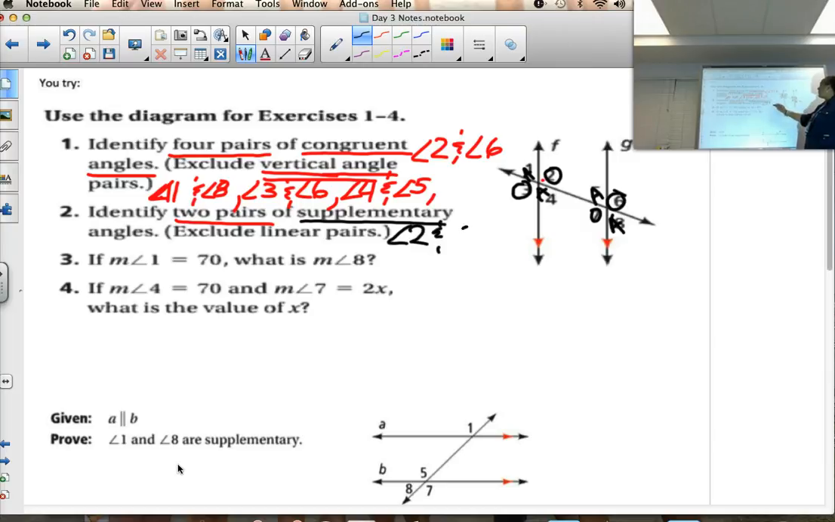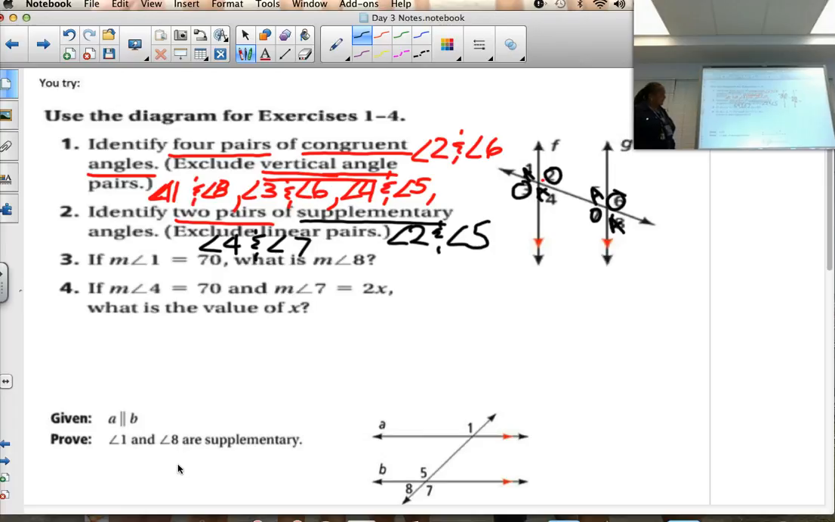What were you saying, Ron? 5 and 6. Well, they are supplementary, but they said don't use any linear pairs. 3 and 7. and 4. Okay, thank you. You have to read those exclusions. You know what exclude means? Don't use, that's right. Leave out.